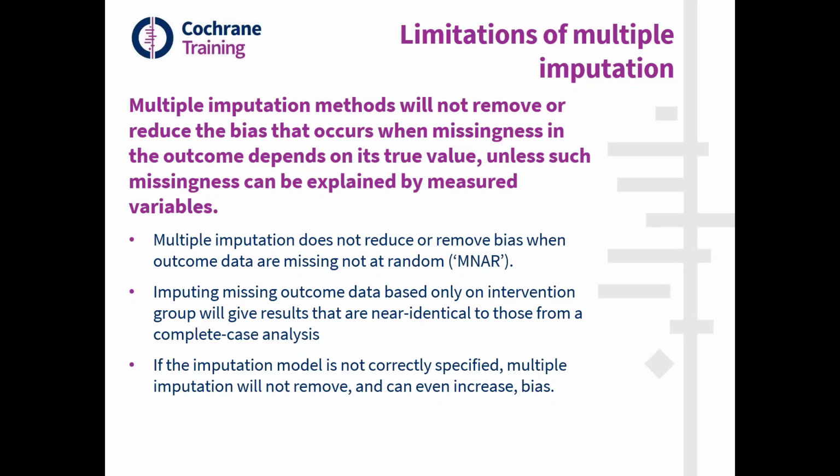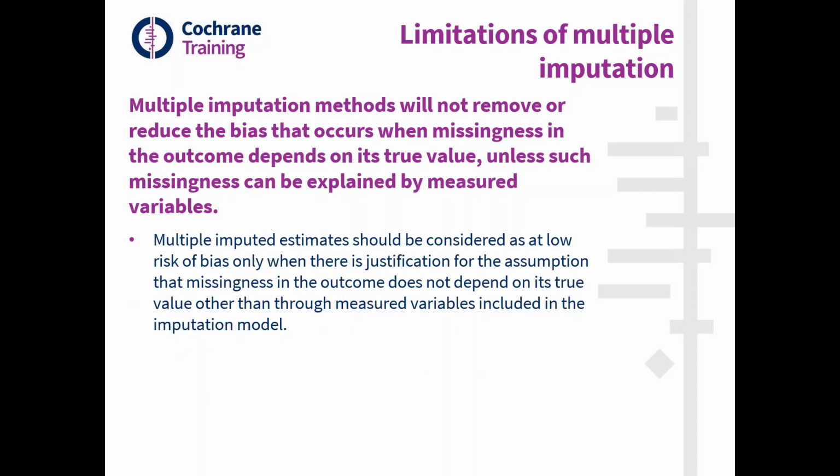Otherwise, we could just plan to conduct a trial on 10,000 people, measure outcomes on 1,000 people, and impute the rest of them. And in fact, if we did that, we would simply get results that are the same as the results for the 1,000 people on whom we measured the outcomes. If the model we use for imputation is not correctly specified, multiple imputation will not remove bias, and it can even increase bias.